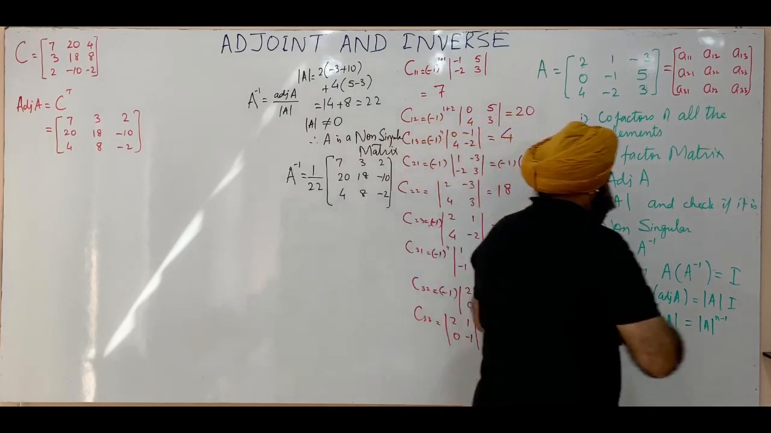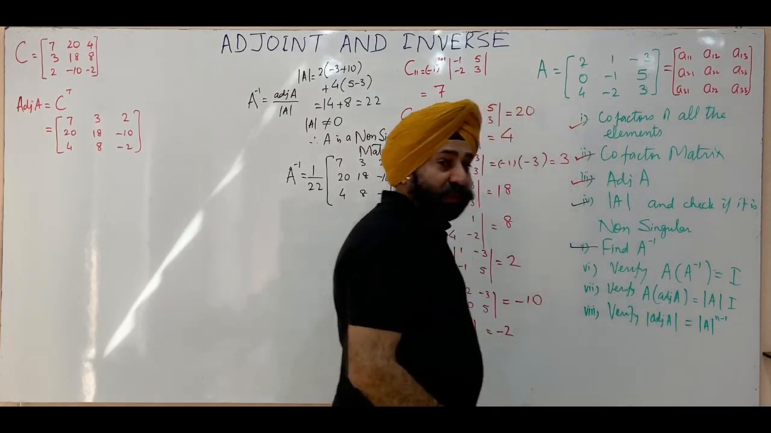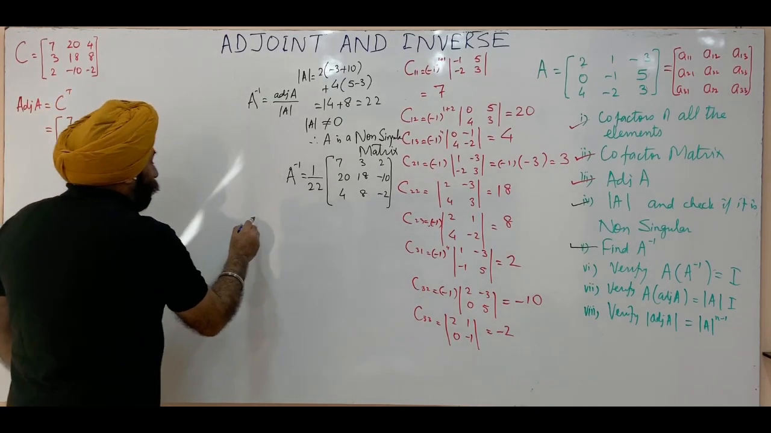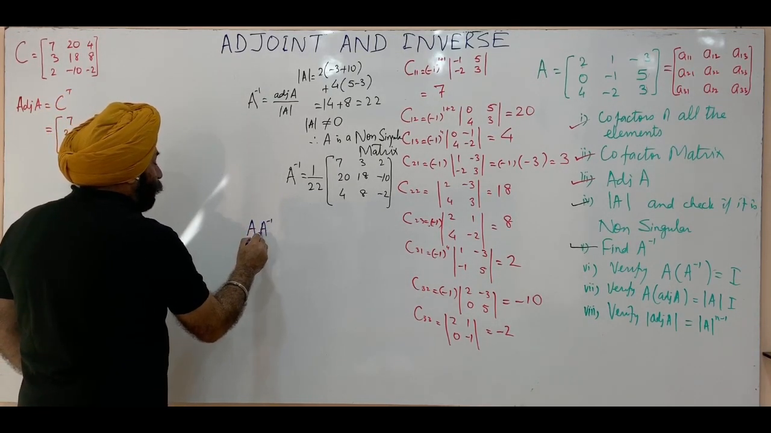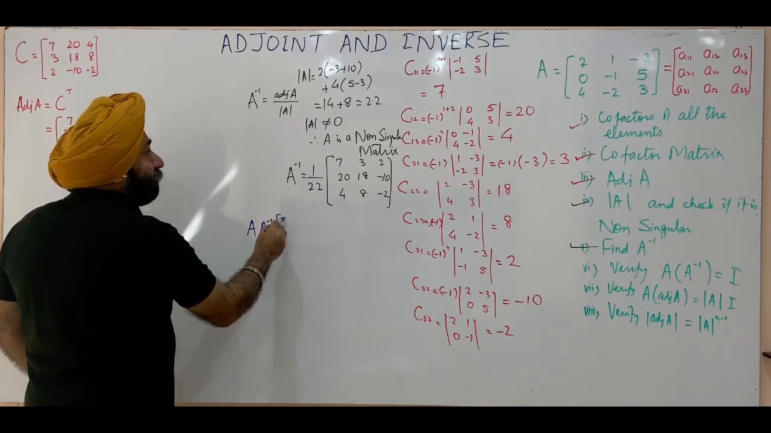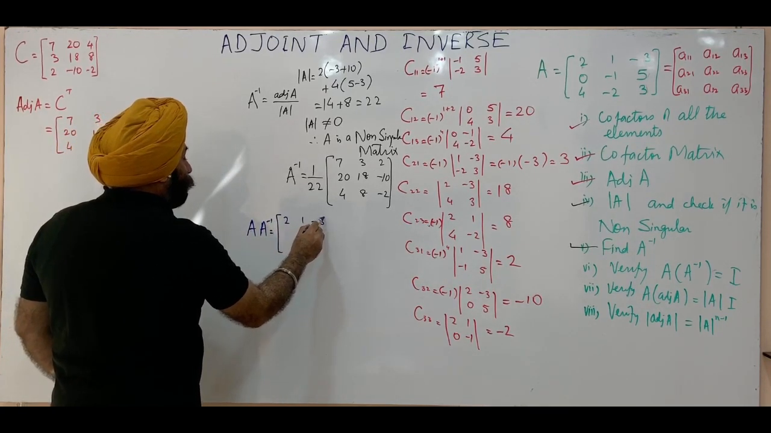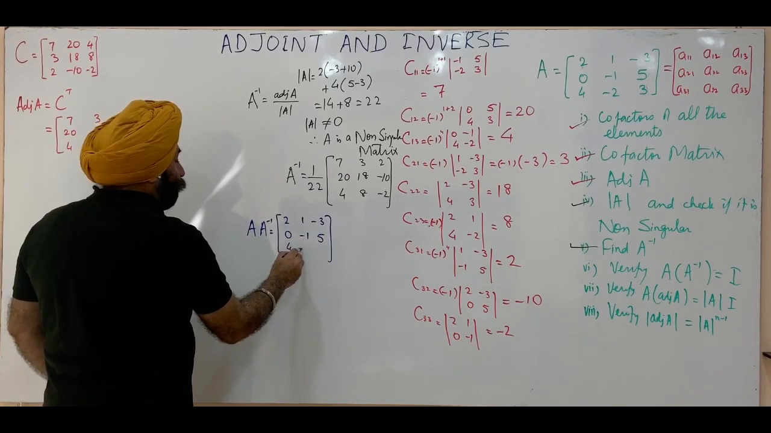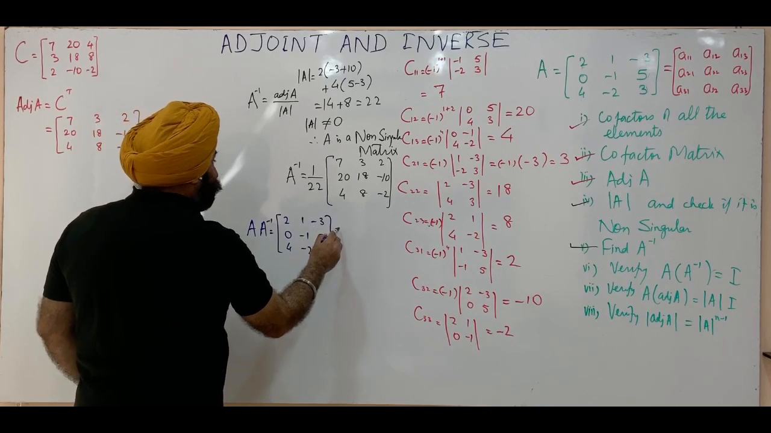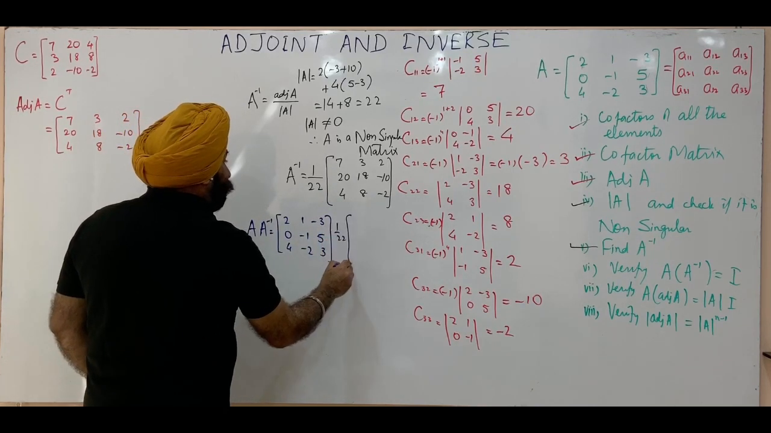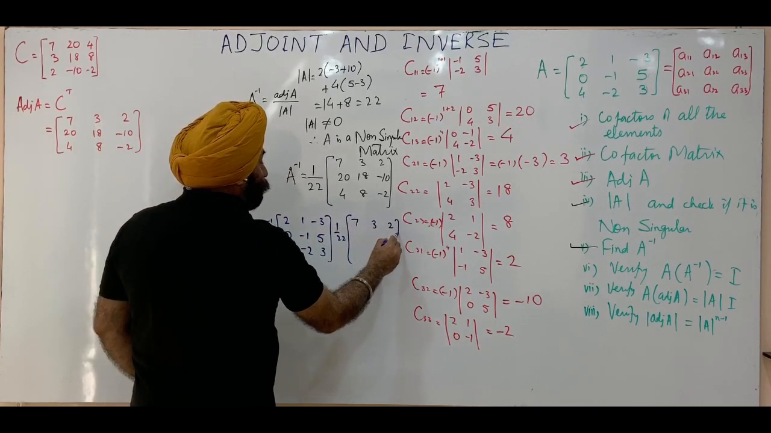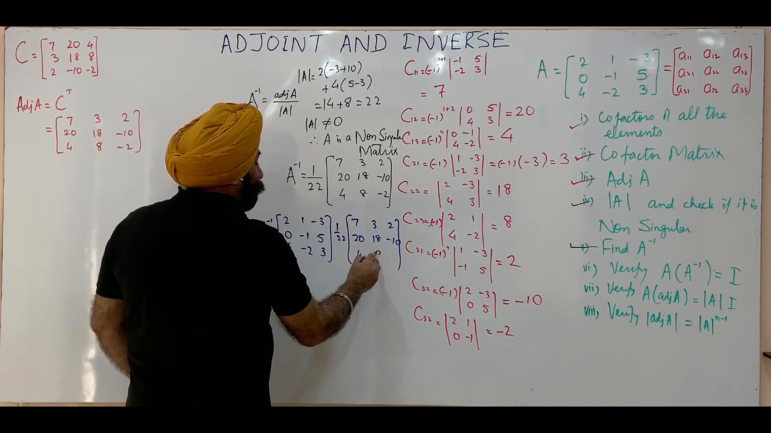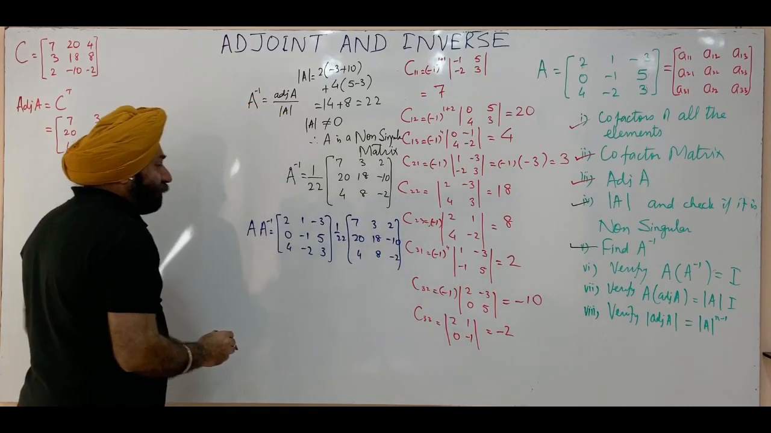Let us now verify this result, that A into A inverse is I. So A into A inverse. Matrix A is 2, 1, minus 3, 0, minus 1, 5, 4, minus 2, 3. This is the inverse: 7, 3, 2, 20, 18, minus 10. These are the elements of the third row.